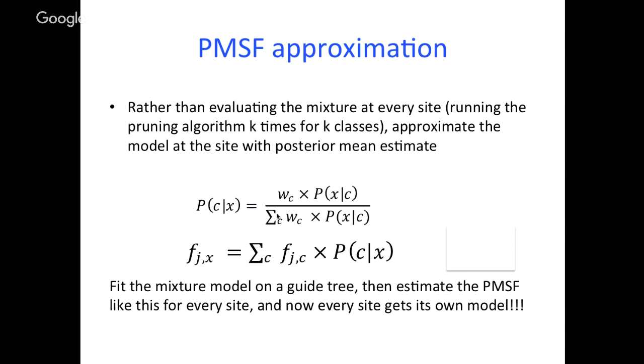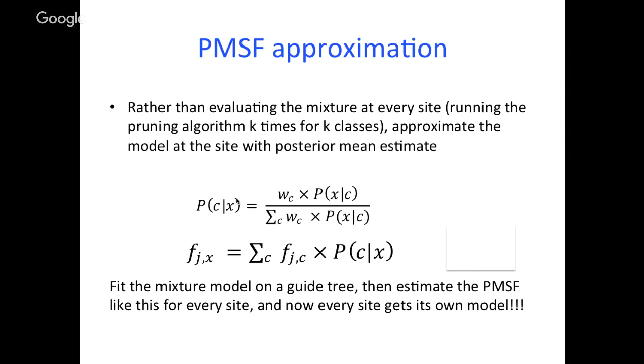So what I've shown here in this equation is that at a given site, we can find the posterior probability of a given class C, given the data. If we go back and look at the probability of that class C times the likelihood of the data given that class C, divided by the total site likelihood, that is the fraction of the total site likelihood given by this class.